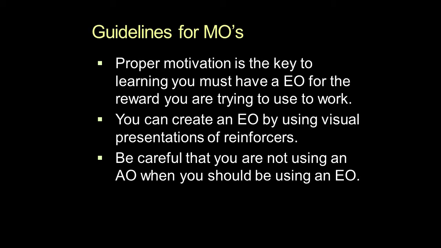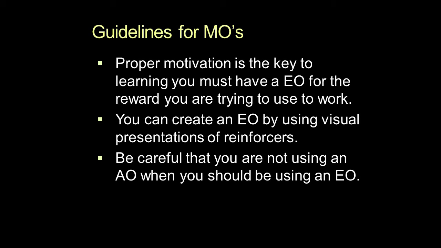Proper motivation, then, is the key to learning. You must have an EO for the reward you are trying to use. So if you are trying to use food, you need to be sure that your child is hungry. You can create an EO by using visual presentations of reinforcers. Advertisers do this all the time. They show you what's available, and suddenly you have a need for something you didn't even know you needed.